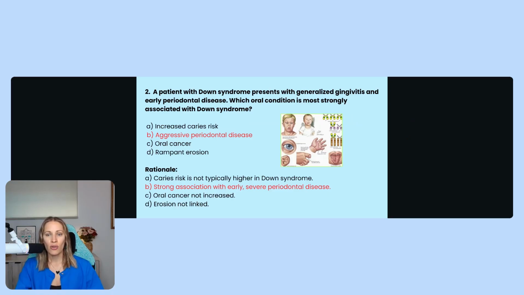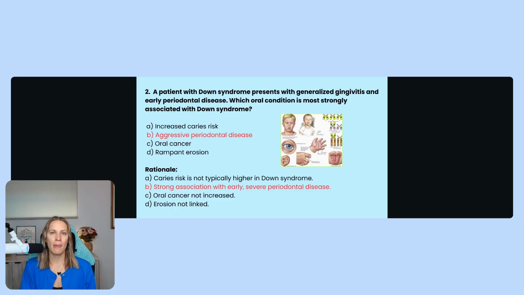So, aggressive perio is strongly associated with Down syndrome clients. Now, A is not the right answer because caries isn't really a problem here. It's deeper than that. It has more to do with the gums. Their tongues are typically larger, and they breathe through their mouth a lot. So caries could have something to do with it, but the better answer is still going to be perio. This is directly from your textbook.